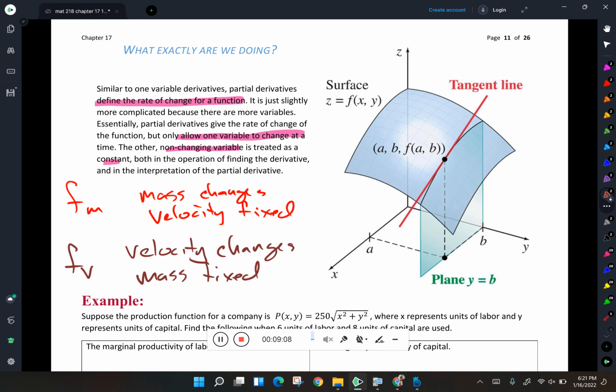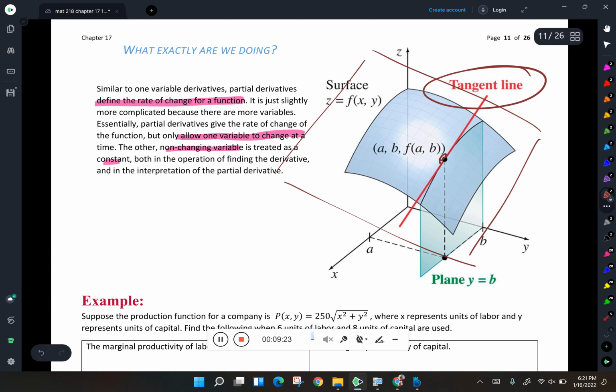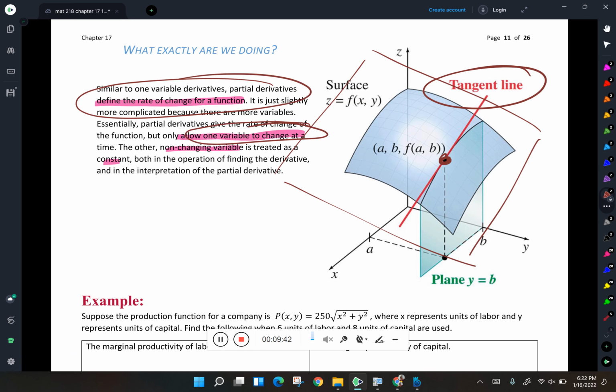Now, if you like to think of things in terms of geometry, like if you thought of derivatives in terms of a tangent line, then what's happening here is the partial derivatives are making a plane that is tangent at a point, and the partial derivatives then tell you the slope of the plane in each direction. Right? But really what they're doing is that they're defining a rate of change. A rate of change, though, can only occur when one variable is allowed to change and the rest are held constant.